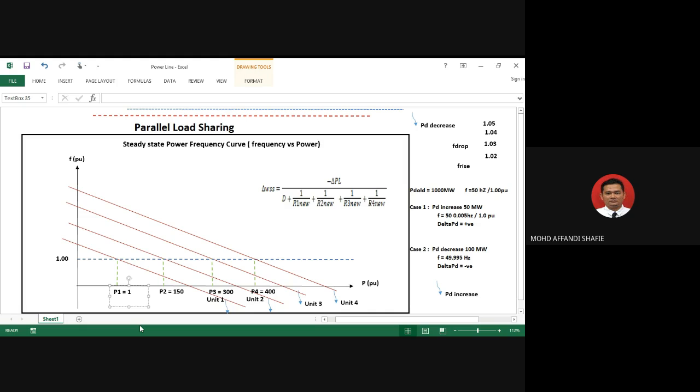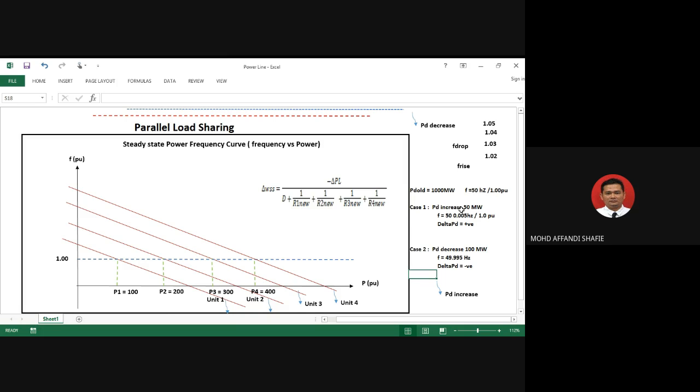So 100. Okay, P1 100, P2 200, P3 300, P4 400. So P1 plus P2 plus P3 plus P4 is equal to 1,000 megawatt at the steady state, which is at the frequency 50 hertz or 1 per unit.